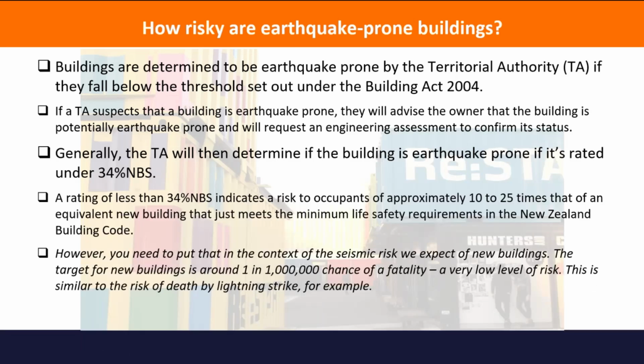In the context of seismic risk, compare it to the risk of a new build. What we tend to say is the risk to life safety, i.e. fatality, of 1 in a million is possibly acceptable. So it's a very low level of risk. This is similar to the risk of death by lightning strike. And the risk of death by lightning strike actually varies around the world, by the way, and it seems to be quite high in New Zealand. Just saying. Yeah, so it's quite a small risk, really, when you think about it, but people do panic.